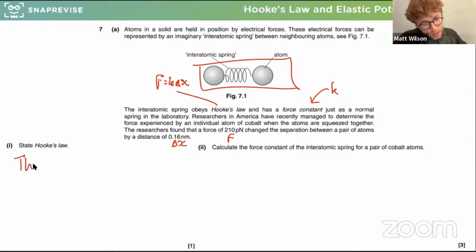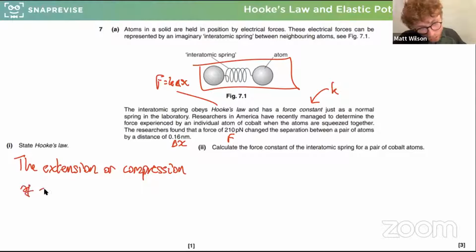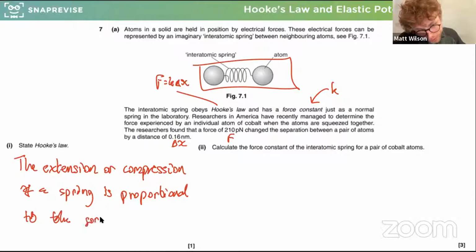Hooke's law says the extension or compression of a spring is proportional to the force, this force could have been tensile or compressive, the force exerted on it. Good.